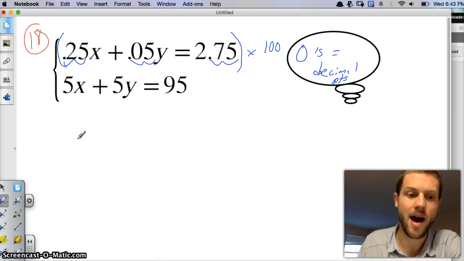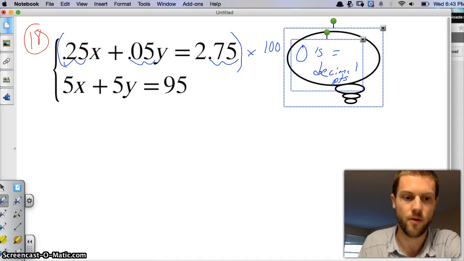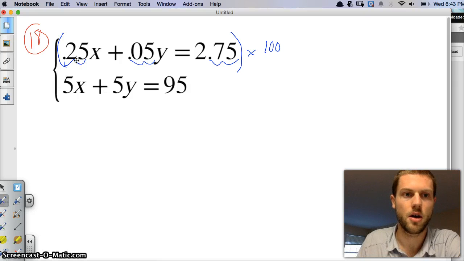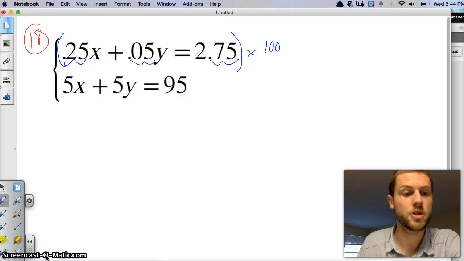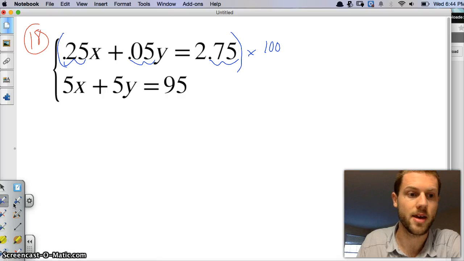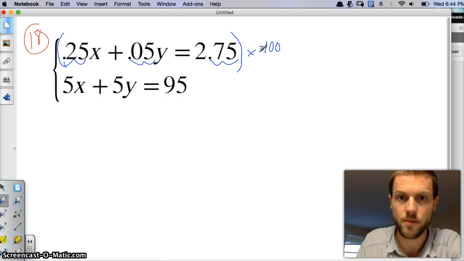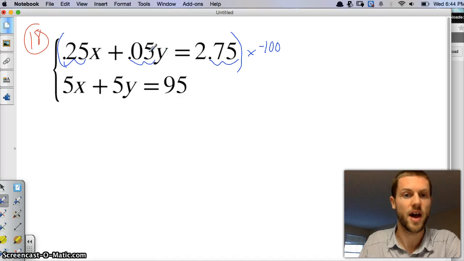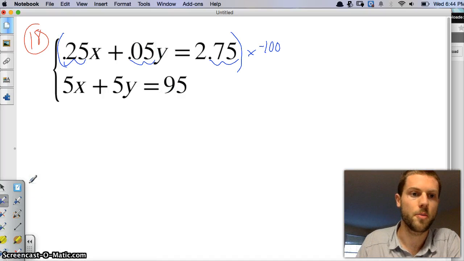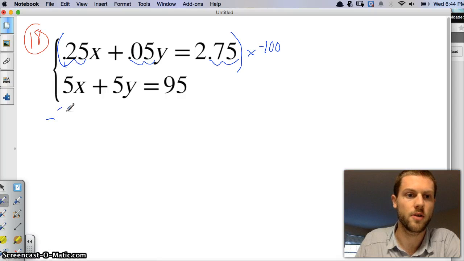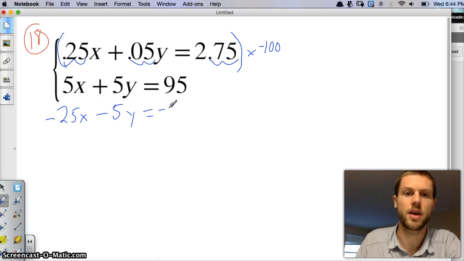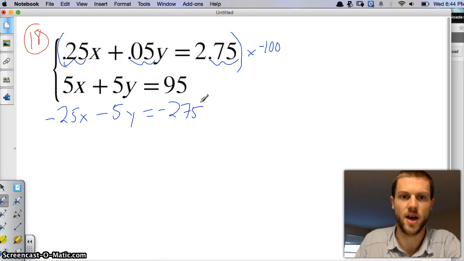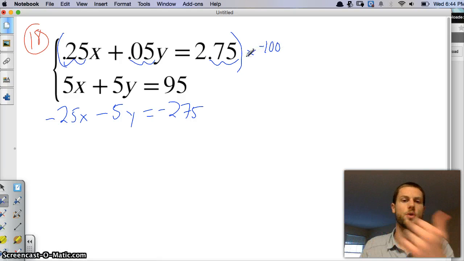But my goal is to have opposite coefficients, and if I do that, it doesn't look like I'm actually going to have opposite coefficients. Got positive 25, positive 5, positive 5, positive 5. Oh, well, maybe then what I should do instead is multiply by a negative 100. Then I'm thinking, okay, I'll get a negative 5y here. So let's do that. I'm going to write underneath here what I would get. I would have negative 25x minus 5y equals negative 275. Just push that negative 100 all the way through.